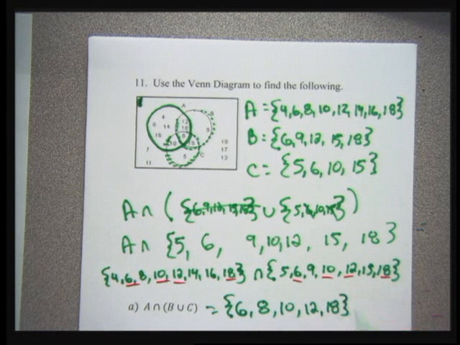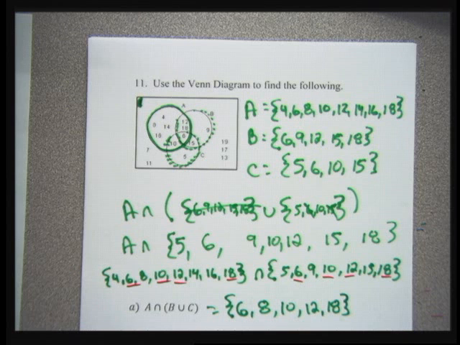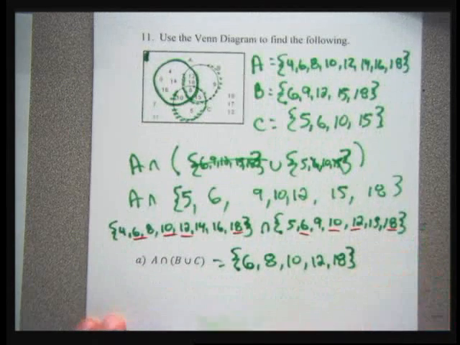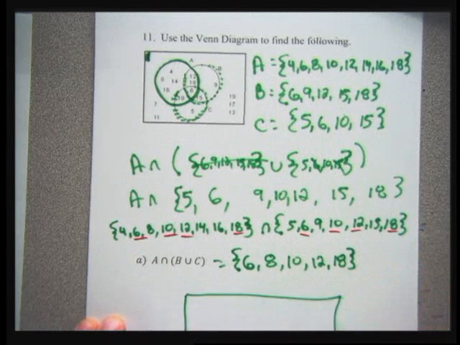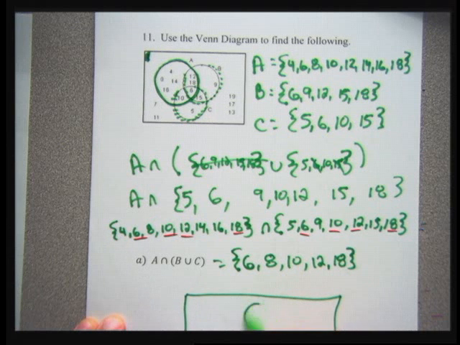This is the kind of thing that would be good to do in front of a class because it's real easy to miss a number. If I'm doing it pictorially to get this answer, the region that's represented with B union C is anything that's in the B or the C circle.